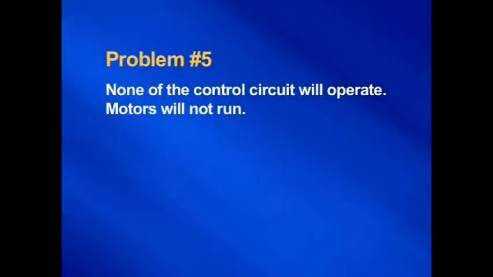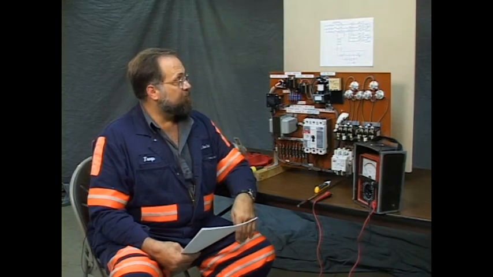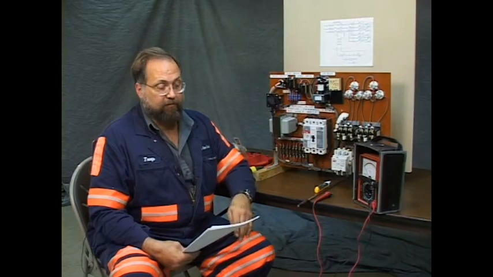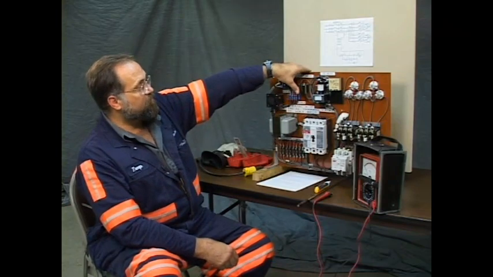Problem card number 5. None of the control circuit will operate. The motors will not run. If you've been following these closely, you'll note that we've had several of these before, exactly the same wording, but all the problems have indeed been different. And looking at the print, those of you who are more discerning will note that a number of things could cause this symptom. The only way to determine what it is is with the instrument. That's what we're going to do. Let's try it. See if the problem is as reported.